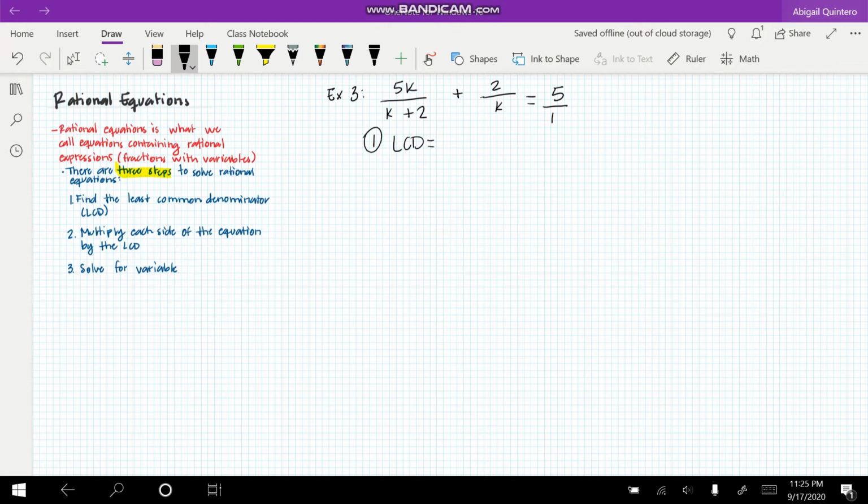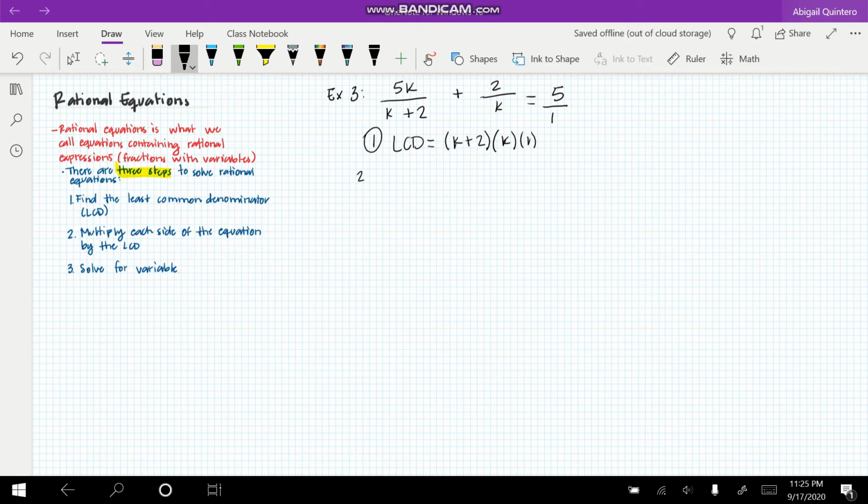So for instance, k plus 2, we don't have a k plus 2 on any of the other two fractions, so we're going to have k plus 2 times k, right? We don't have just a single k on the first fraction or the third one, so times k and then times 1. So our LCD is k plus 2 times k times 1.